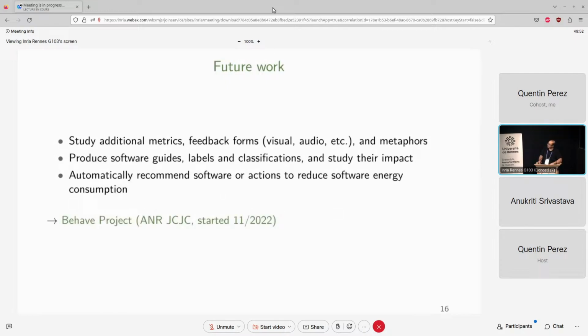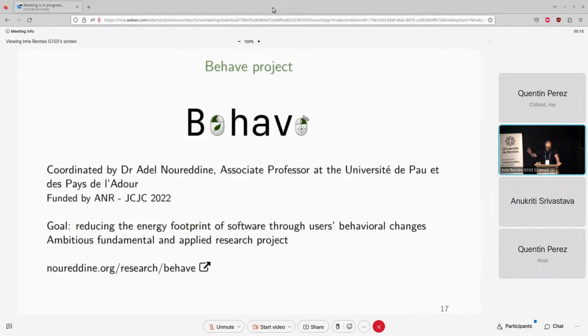So what we're aiming for in the future, this is the last slide, is to study additional metrics and additional metaphors, because here we had only 3 metrics and 1 metaphor. And more importantly, we want to produce some guides and techniques to help users understand what to do, and we want to automate these recommendations. This is what we're trying to do with the Behave project, which we started recently. If you're interested, you have the website. We just started a few months ago.